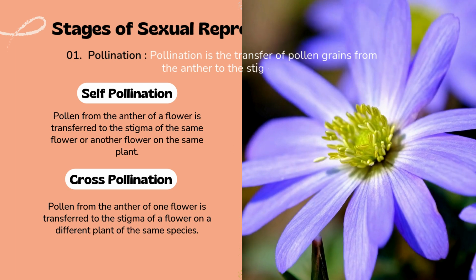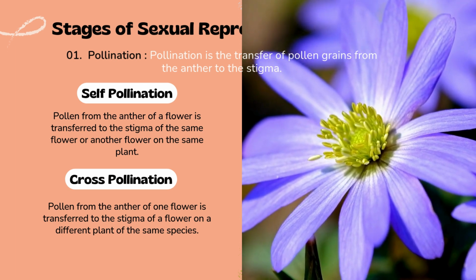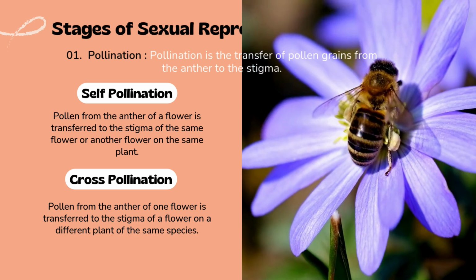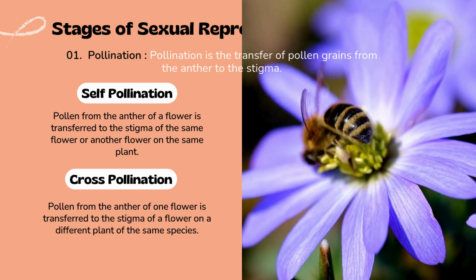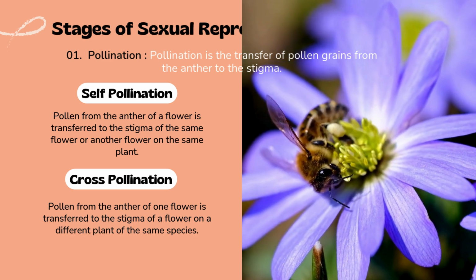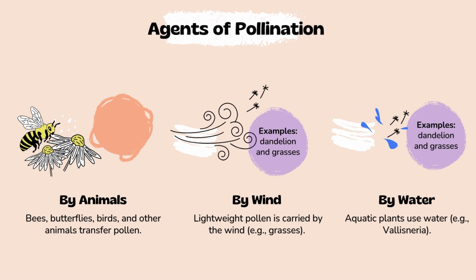Types of pollination. Self-pollination: pollen from the anther of a flower is transferred to the stigma of the same flower or another flower on the same plant. Cross-pollination: pollen from the anther of one flower is transferred to the stigma of a flower on a different plant of the same species. Agents of pollination: animals, bees, butterflies, birds, and other animals transfer pollen. Wind: lightweight pollen is carried by the wind, e.g., grasses. Water: aquatic plants use water, e.g., Vallisneria.